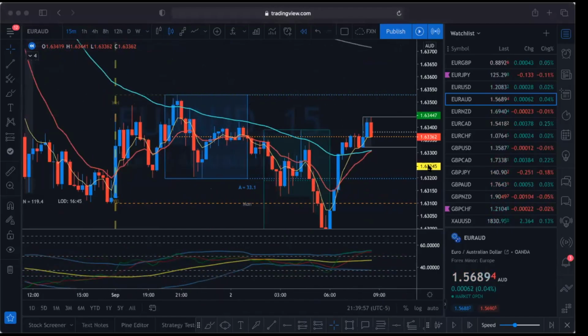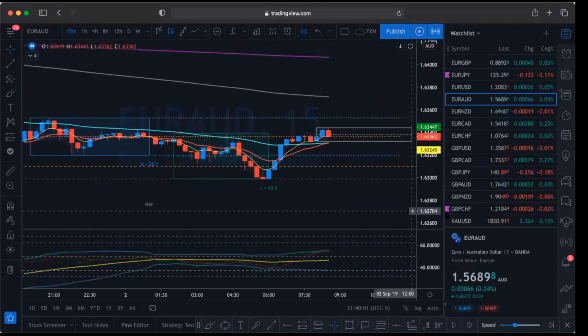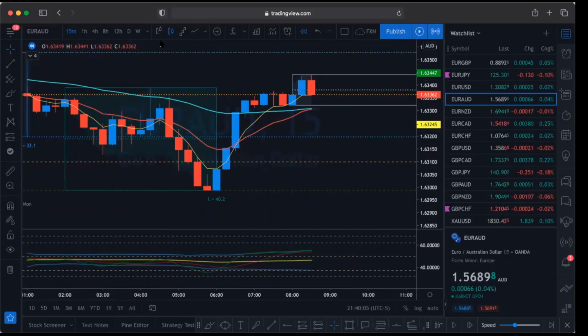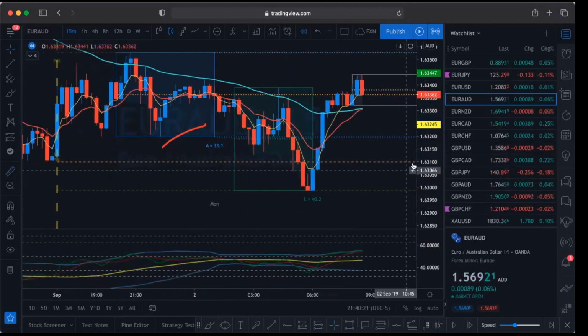Yeah, so if you wanted to trade this as a type 3, then it would have been right here. And it wouldn't be worth it. So you're looking at 17 pips stop loss. It would not have been worth it. Okay.